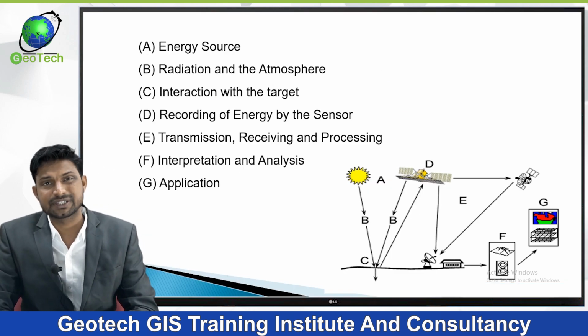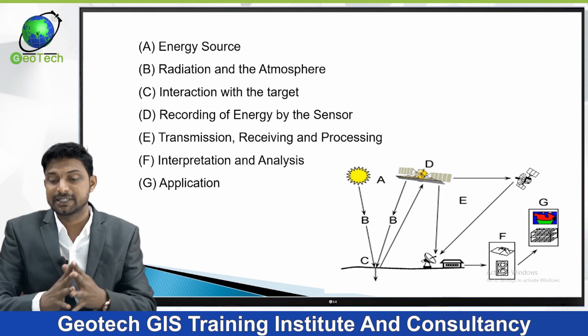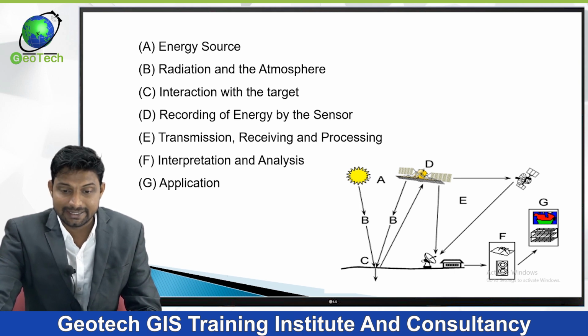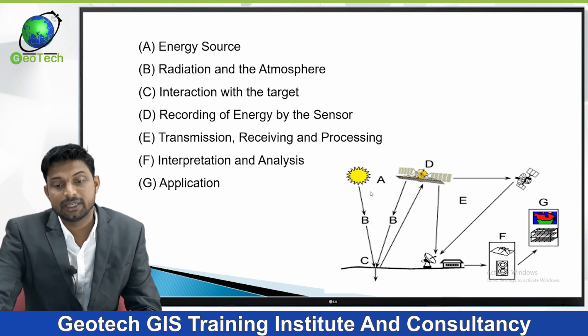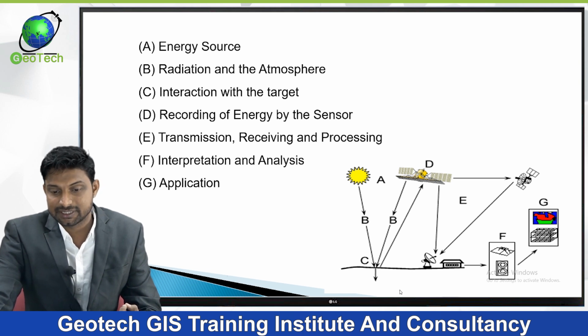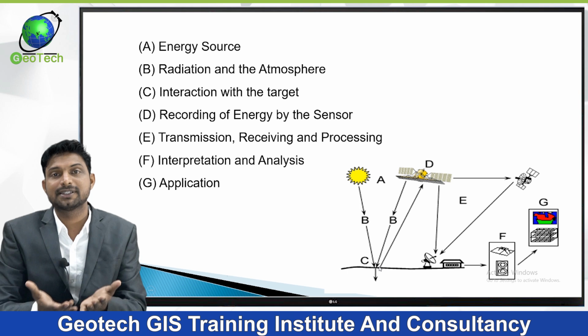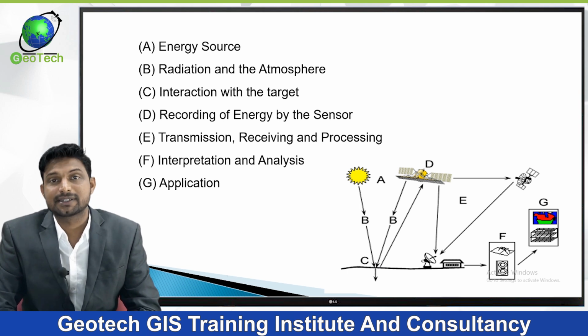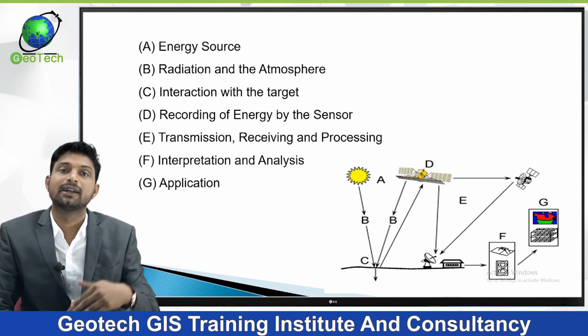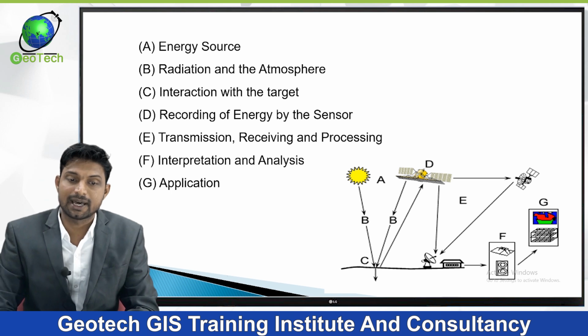First, let's see how the remote sensing process takes place. We know that the ultimate source of energy is the sun. We are getting energy from the sun, which comes through the atmosphere and reaches the surface. Now you can see A is the energy source, B is the radiation and the atmosphere. Then C is the interaction with the target. The target means our surface, whatever we are interested in. Suppose we are interested in the study of land, then we can study the land. If we are interested in water, that is our target. So what is our target is important.